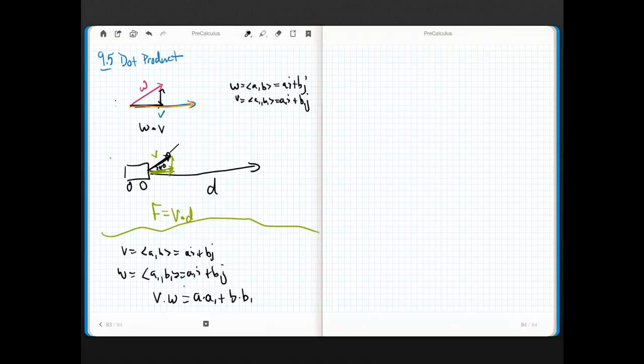You're done, which is pretty darn powerful. All right, now there's some properties. Let's talk about some properties of dot products.